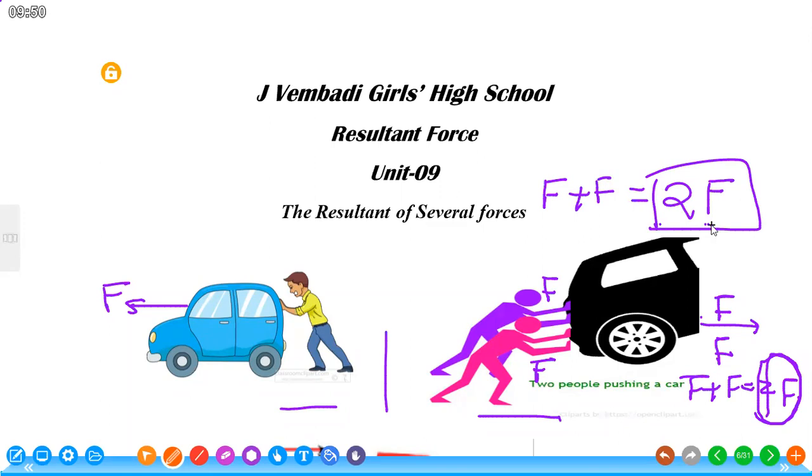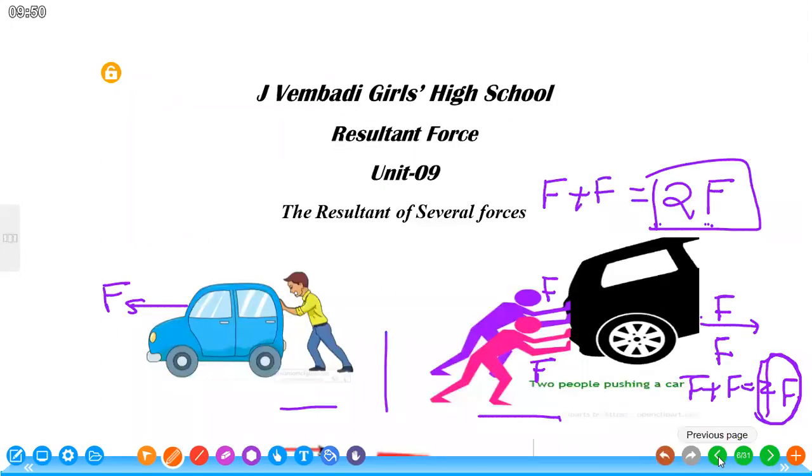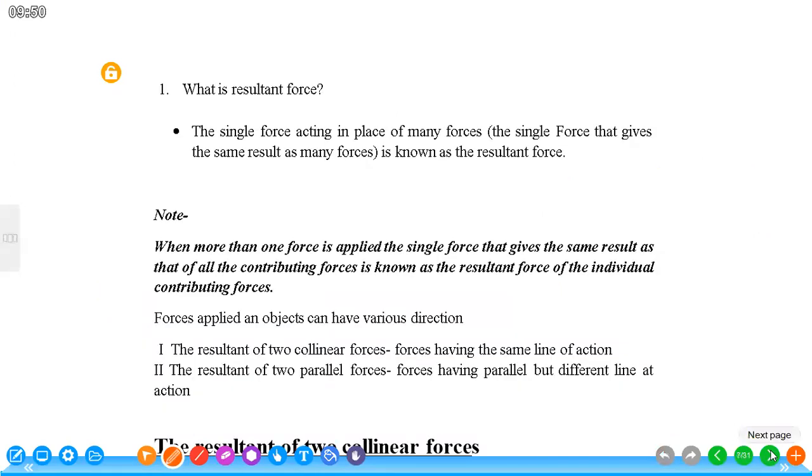Now we are going to move to the definition of the resultant force. It is a single force acting in place of many forces. This is the resultant force. The single force that gives the same result as many forces is known as the resultant force.